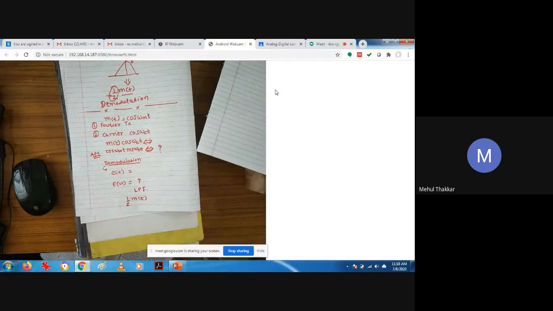So what will be the expansion of m of t cos omega ct, that is cos omega mt into cos omega ct. So cos into cos. I'm just giving you the hint, you do it in your notebook. I will not calculate everything. You have to do some portion yourself also.